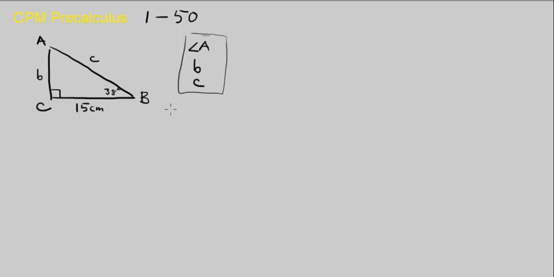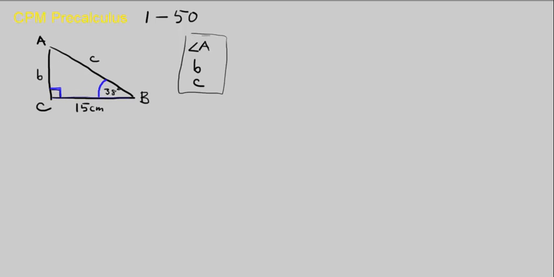So this is CPM Precalculus Chapter 1, number 50. We're asked to solve a triangle, and in order to solve a triangle, we need to find all of the missing sides and angles. So this is triangle ABC. We're given angle A is 38 degrees. We know angle C here is the right angle, so that's 90 degrees. And we know side CB down here is 15 centimeters.